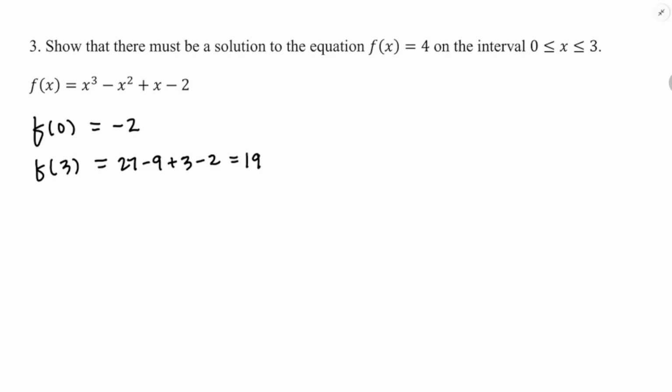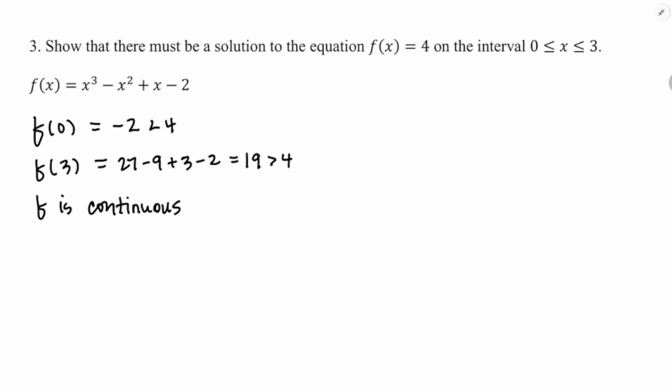Now, what's really important here is that it went from negative 2 to 19, which is a number that's less than 4, to a number that's greater than 4. So I'm going to need to point that out. Okay, I'm going to say f of 0 is this number, which is less than 4, and f of 3 is this other number, which is greater than 4. I'm going to also need to point out, in order to apply the intermediate value theorem, that I'm working with a continuous function. Now, I don't have to justify why it's continuous. It's continuous because it's a polynomial.